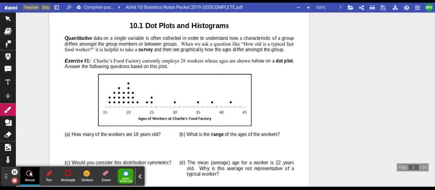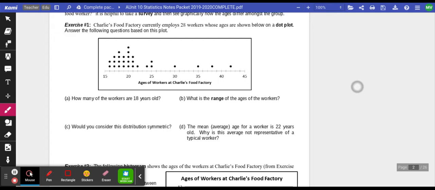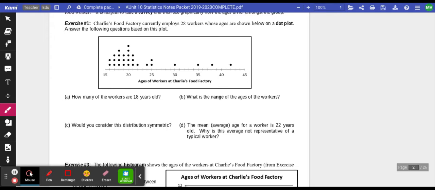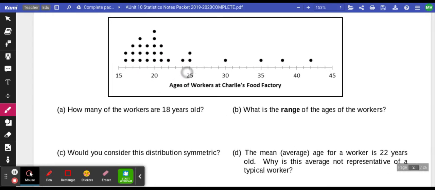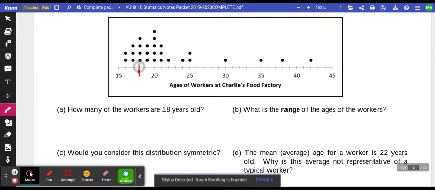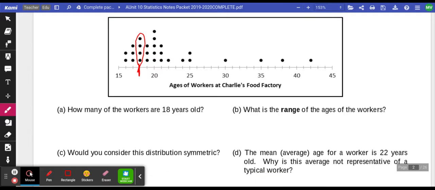So, Charlie's Food Factory currently employs 28 workers whose ages are shown below on a dot plot. Answer the following questions. How many employees are 18? So, we look at our dot plot, and this is where we're 18. And so there are 4 dots. So that means there are 4 employees who are 18.